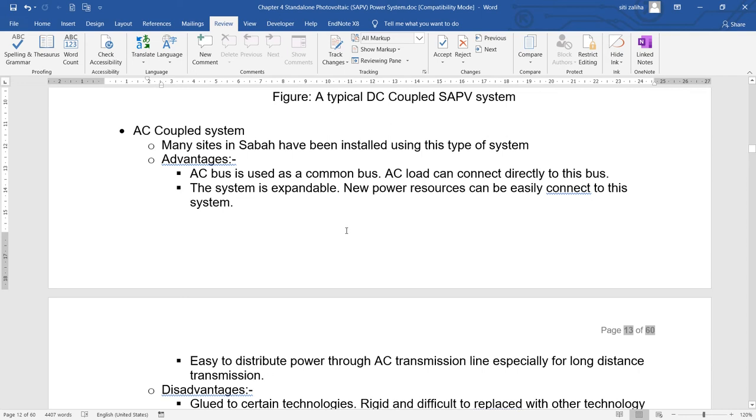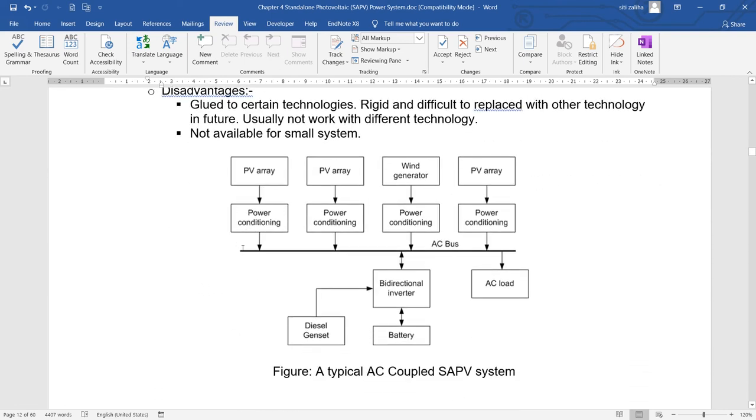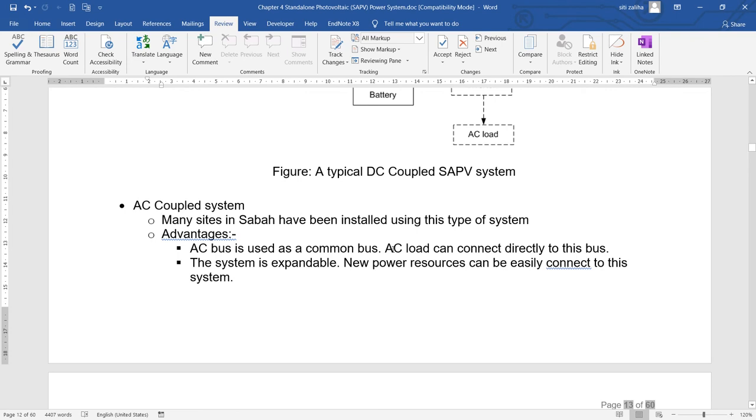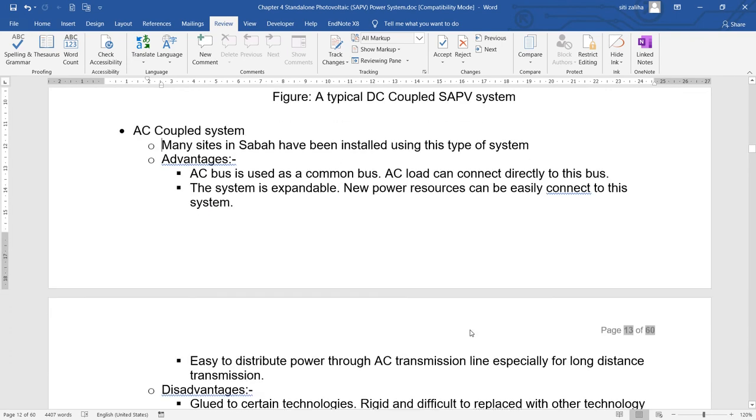So many sites in Sabah, Malaysia have been installed using this type of system. This one is suitable for a large system compared to DC coupling. The advantage of the AC bus is that it is used as a common bus. AC load can be directly connected to this bus.